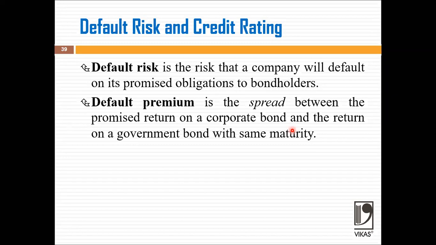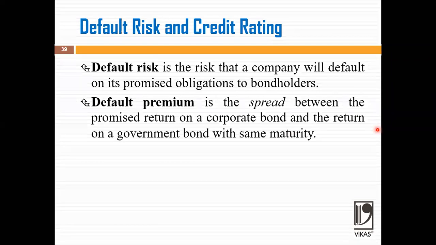So when you compare A and B, which bond is more risky? A or B, government bond or company's bond? Please respond. Yeah, company bond. Normally we cannot say private company, only corporations. Public companies can issue bonds. So when we compare government and company, there is high risk on the company side.